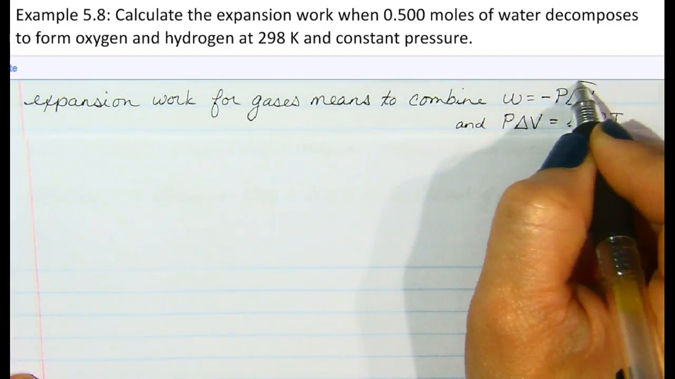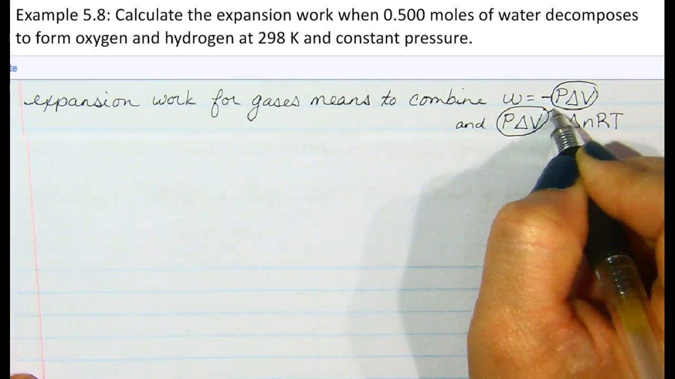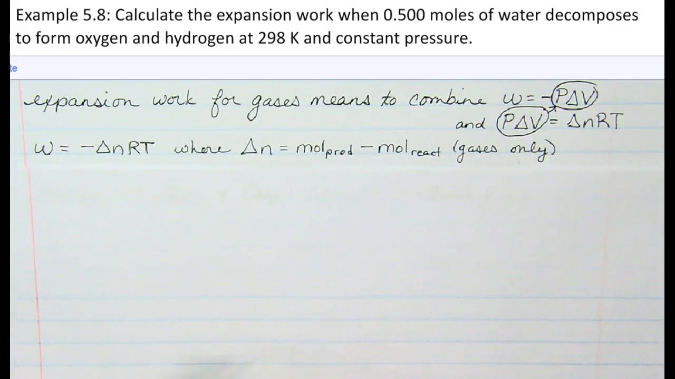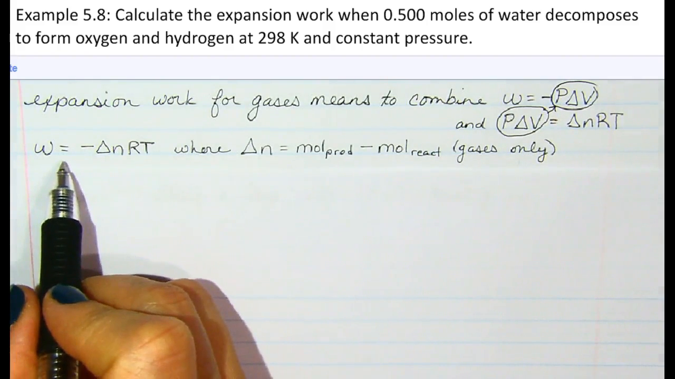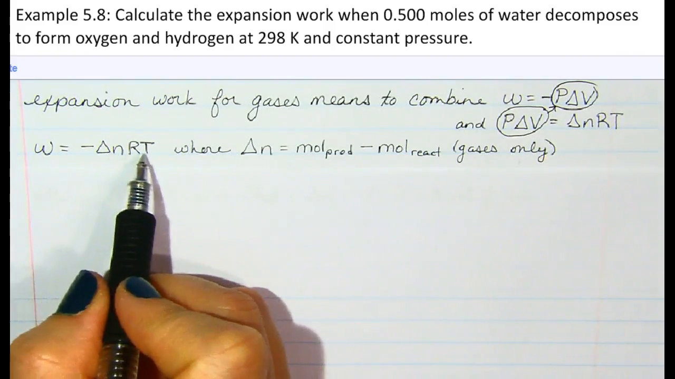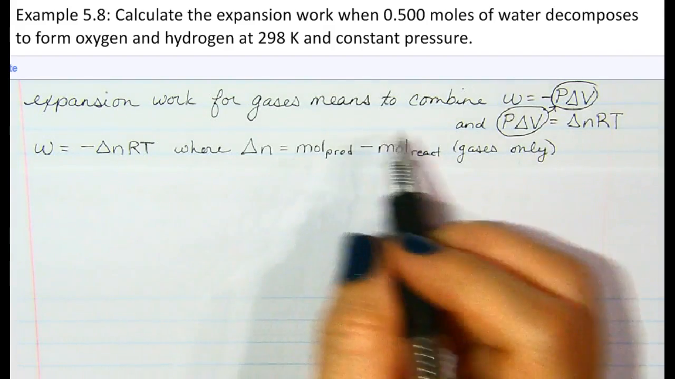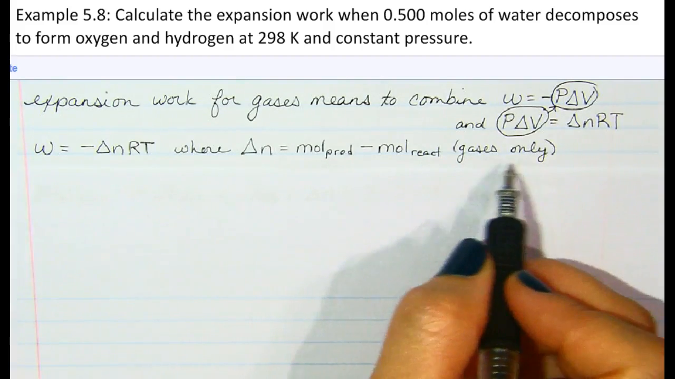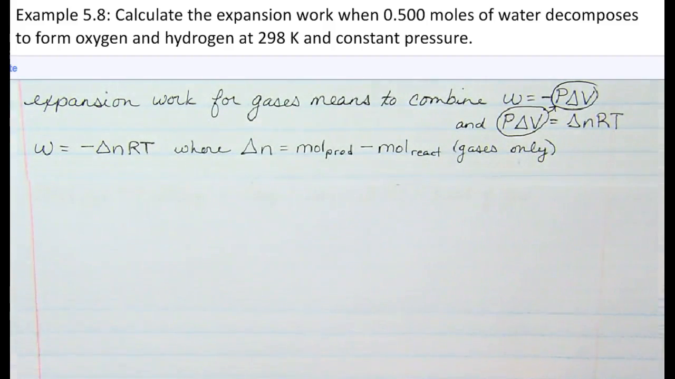So here and here is where we can substitute this equation, which is going to give us this equation. Work is equal to the negative delta N of RT. So delta N is going to be the moles of products minus moles of reactants, but we only do this for the gases in the equation.